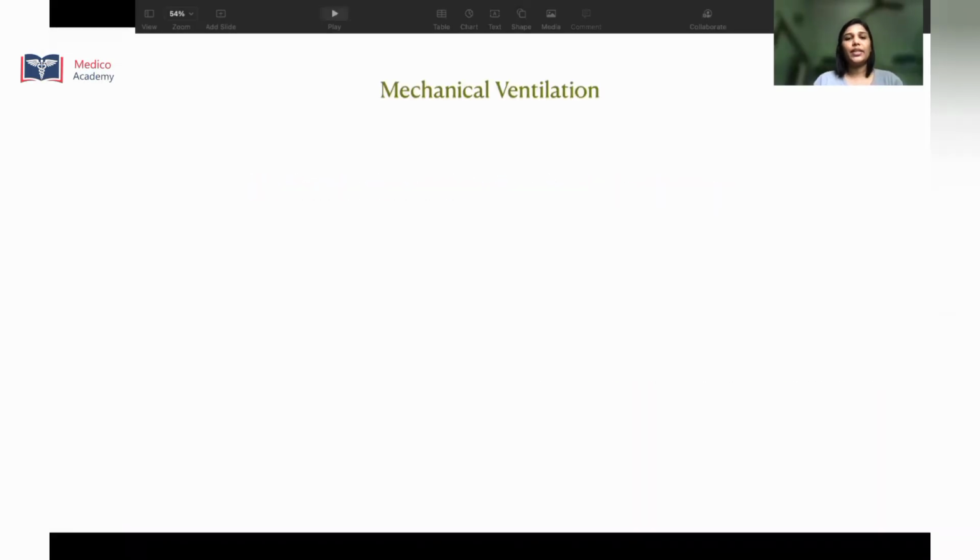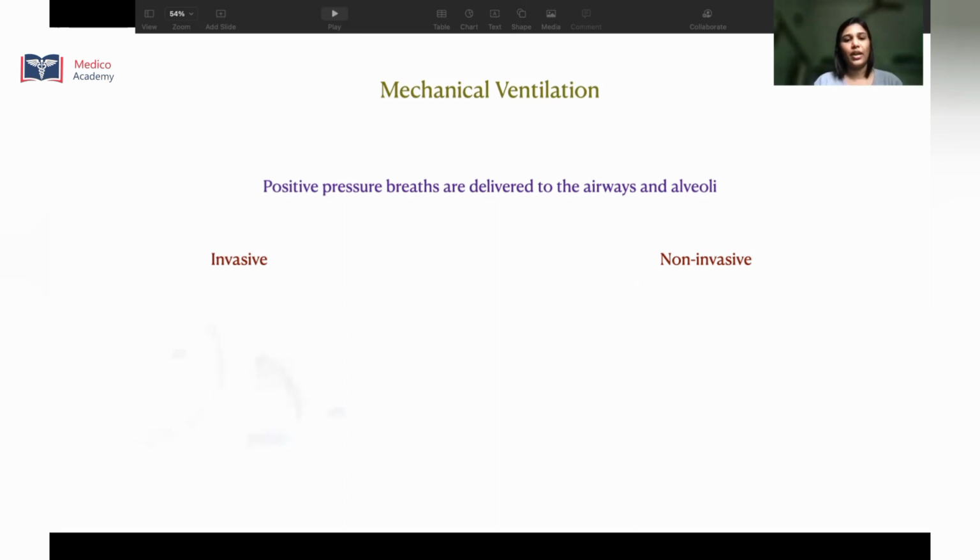So mechanical ventilation, in short, is the delivery of positive pressure breaths to the airways and alveoli, and this can be achieved through invasive or non-invasive methods. In invasive mechanical ventilation, positive pressure breaths are delivered to the airways with the help of invasive airway devices such as endotracheal tubes or tracheostomy tubes.